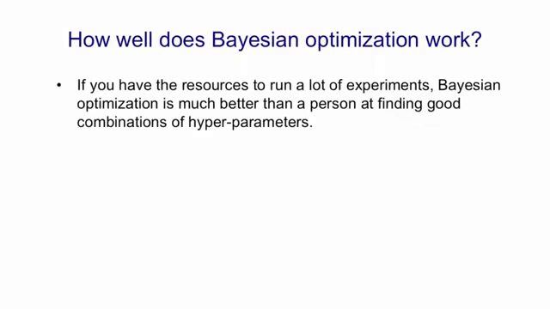Well, if you've got the resources to run a lot of experiments, it's much better than a person at finding good combinations of the hyperparameters. The policy I gave you so far is a strictly sequential policy that assumes that it can see all of the experiments run so far.